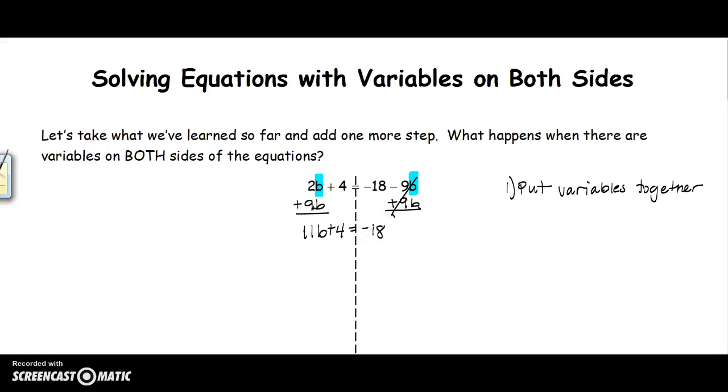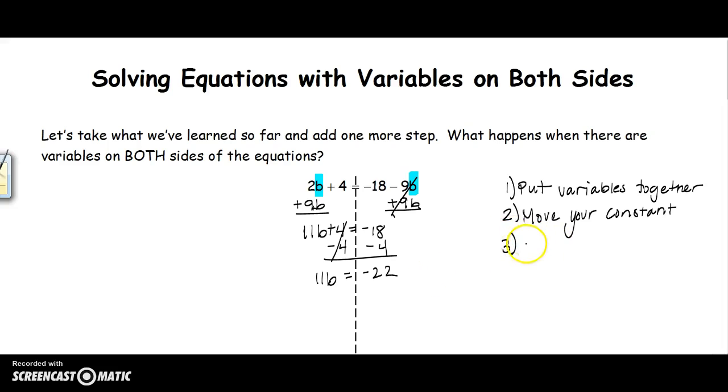Okay, so now it looks like one of those equations that we've been solving for the past couple days. So step 2 would be move your constant. And your constant is the number that does not have the variable. So see how we have a +4 here? You're not going to add +4, sorry about that, but you are going to subtract 4 from both sides. So you have 11b is equal to -22.